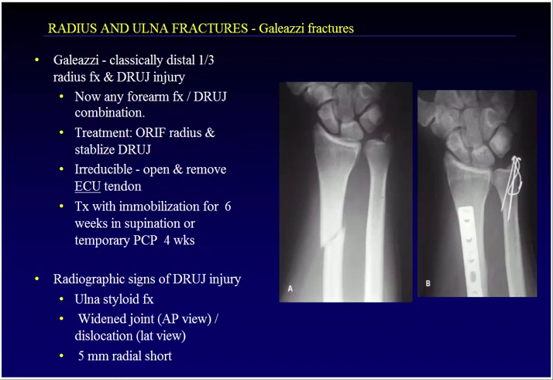On the lateral view, of course, you're going to look for dorsal dislocation or dorsal displacement of the ulna relative to the radius. And you also want to look for radial shortening, which you also see evidence of here. This is a classic Galeazzi equivalent, if you will, and this is treated with ORIF, plate fixation of the radial shaft, and stabilization of the ulnar styloid fracture.